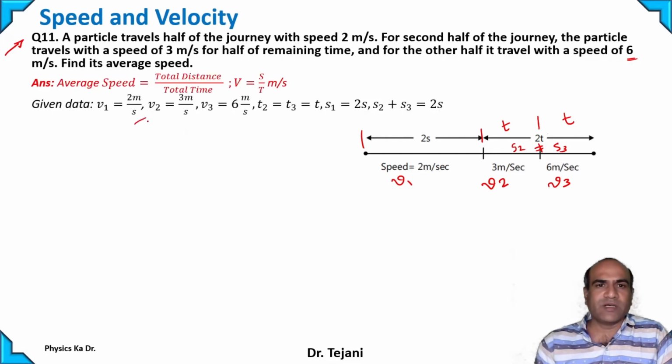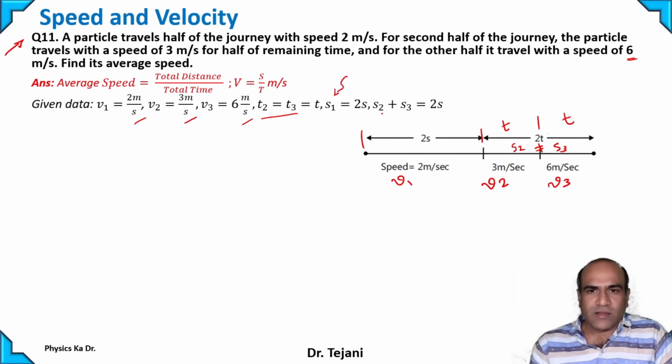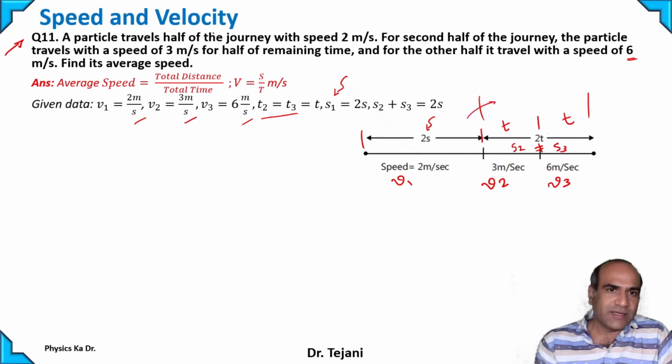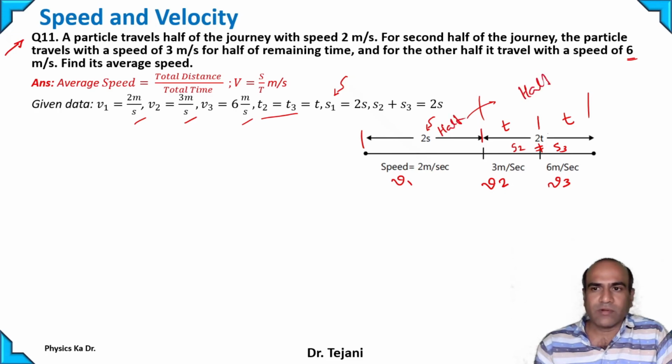V1 is given as 2 meters per second, V2 is given as 3 meters per second, V3 is given as 6 meters per second. T2 and T3 both are equal, right? So you can take the time as T. S1 is equal to S, and the total distance is also given. It is mentioned that the first half is a half journey, which means the second half is the same distance. So this is the given data.